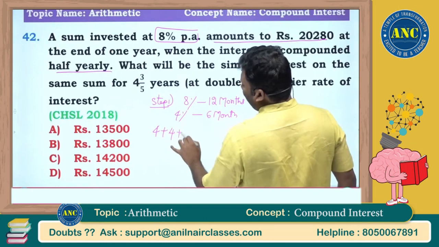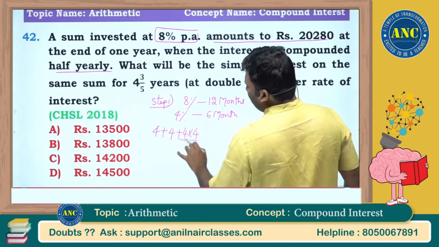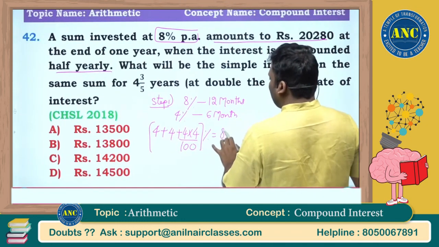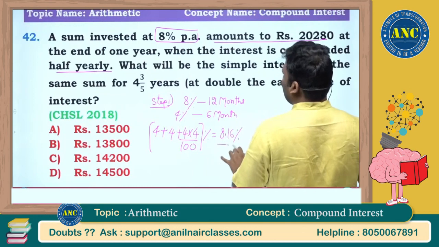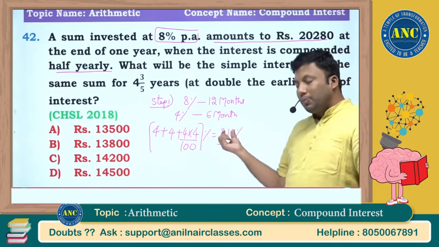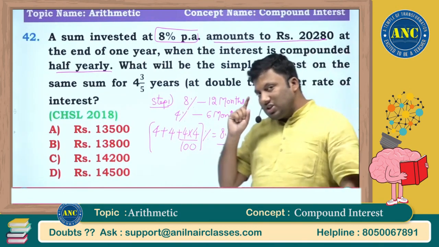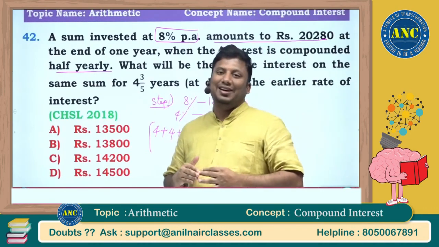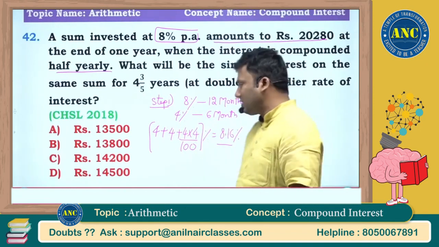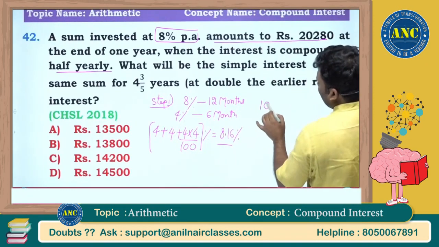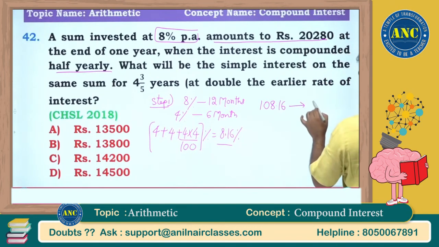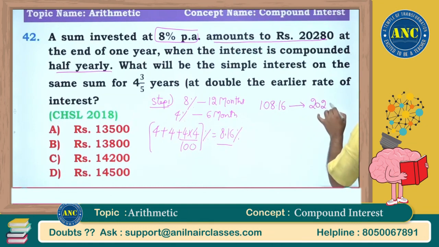What will be the effective rate of interest? 4 plus 4 plus 4 into 4 by 100. This is 8.16%, which is 8.16 by 100. That means if the principal is 100, interest will be 8.16. Final amount will be 100 plus 8.16, which is 108.16. According to the question, this is becoming 20280.